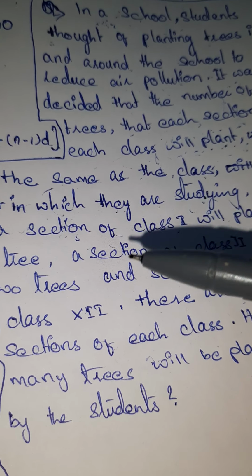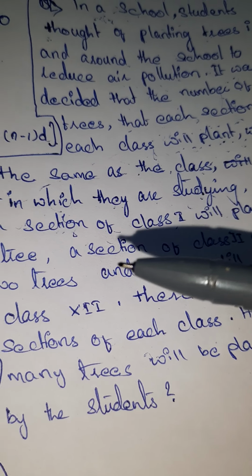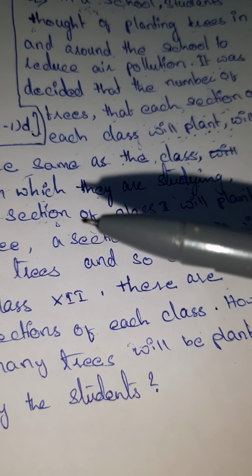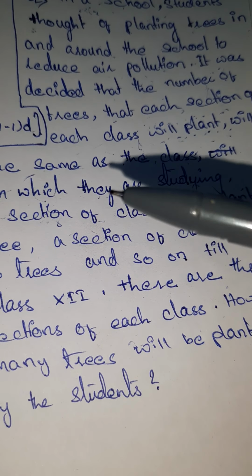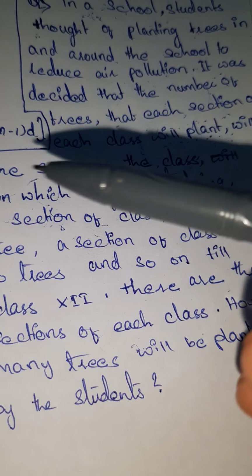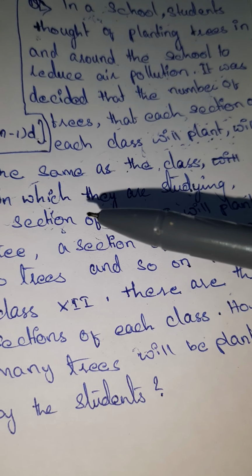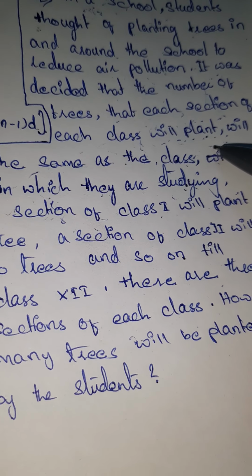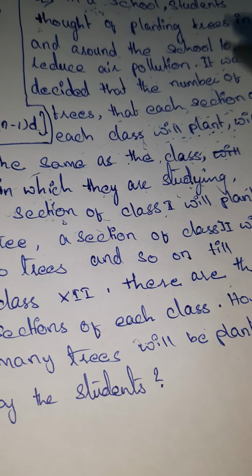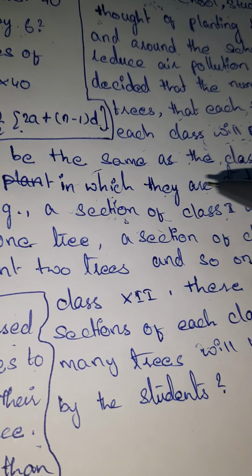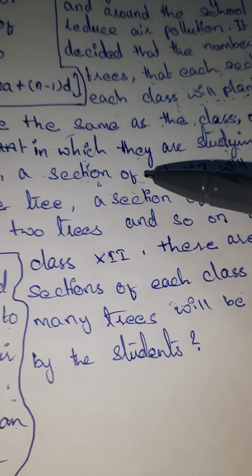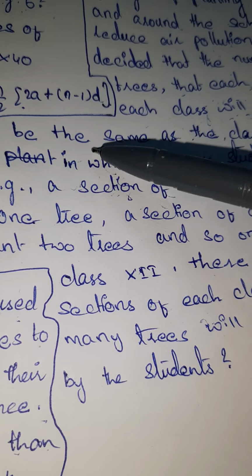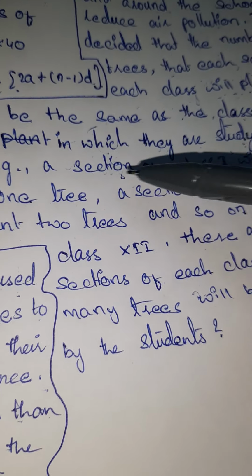So they decided to plant the trees according to the section and according to the class. Means according to the class, if they are studying in class 1, they will plant one tree per section. If they have three sections, then they plant three trees. I hope you understood. If not, I'll explain after reading this: be the same as the class in which they are studying.